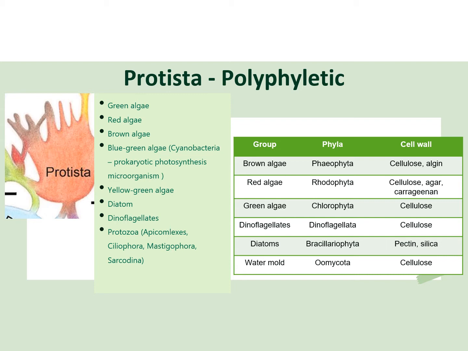It is good to know the groups and the phyla names, and it is important to know that all algae have cellulose as a cell wall component, except diatoms. The cell walls have different carbohydrates that make them differ from each other, which is different from protozoa that do not have any cell wall.